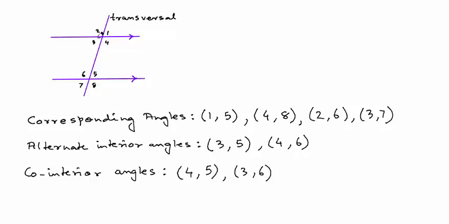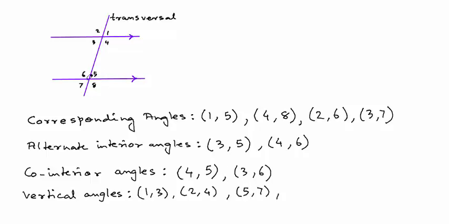And then of course we have 4 pairs of vertical angles, or vertically opposite angles. That's 1 and 3. These 2 are vertical angles. 2 and 4 is another pair. We have 5 and 7. And 6 and 8.